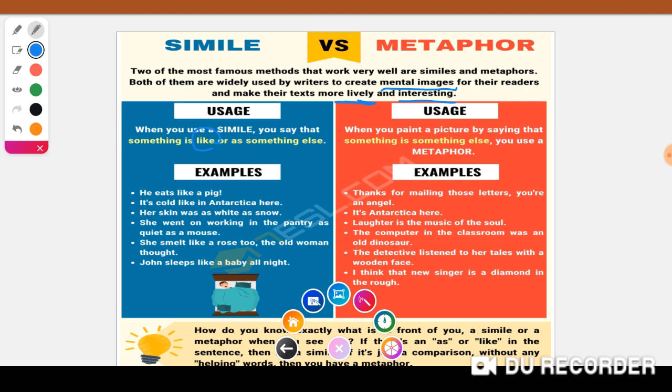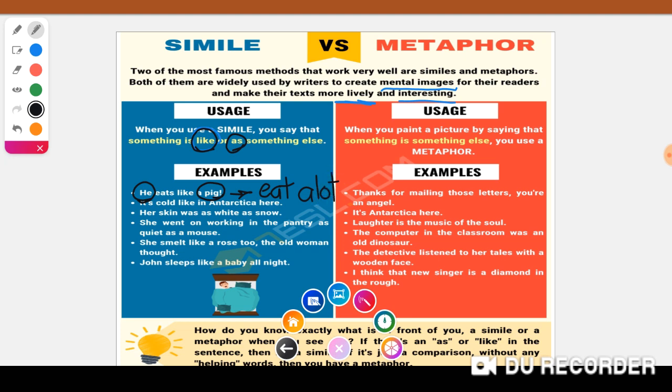We use like or as. Examples: he eats like a pig. So what's the common feature here between the boy and the pig? These are the two things we're comparing here. The common feature between both is they eat a lot.